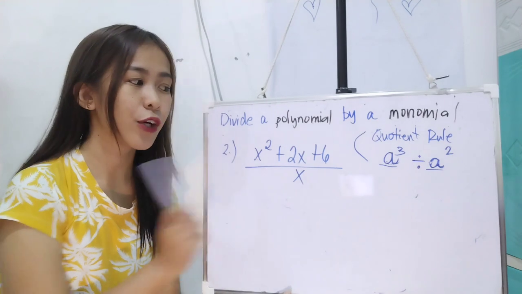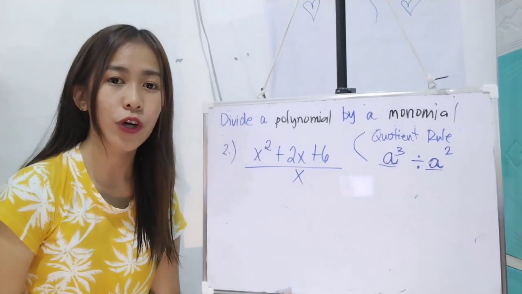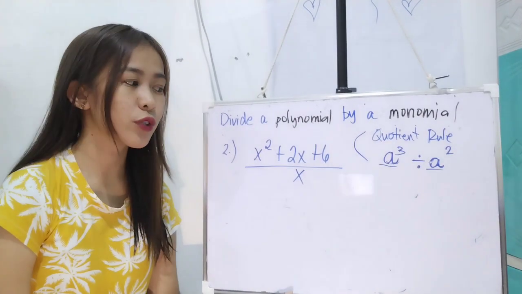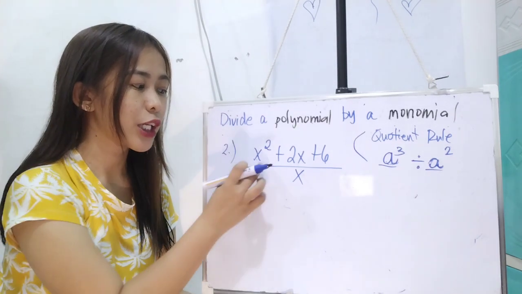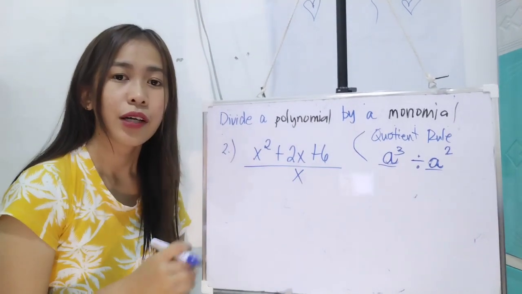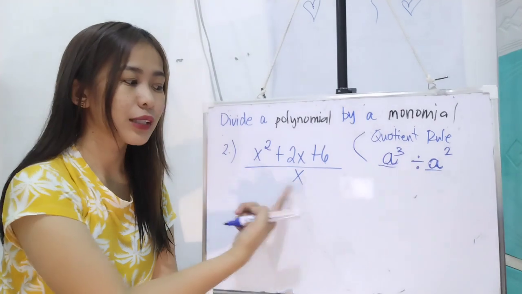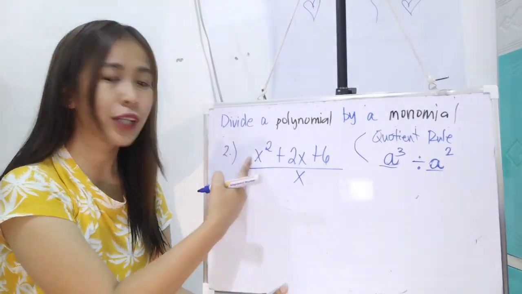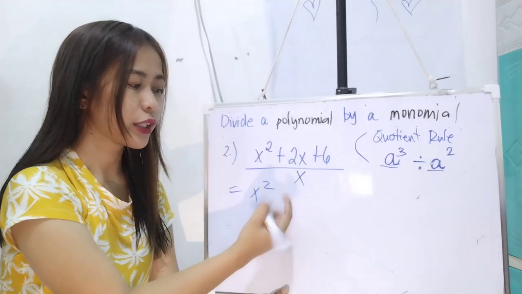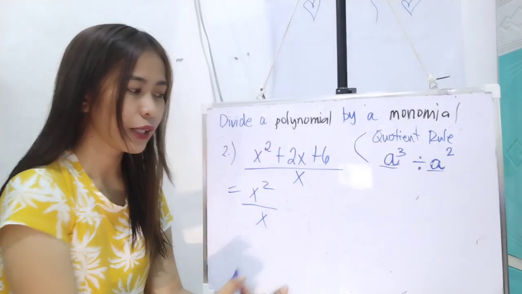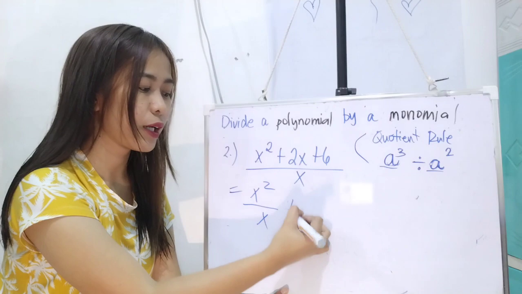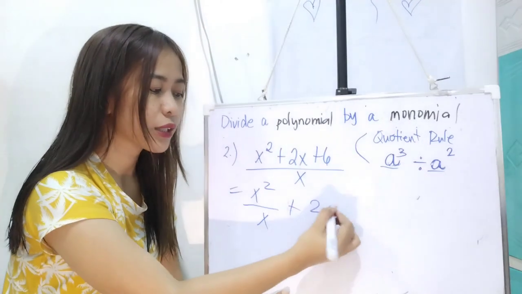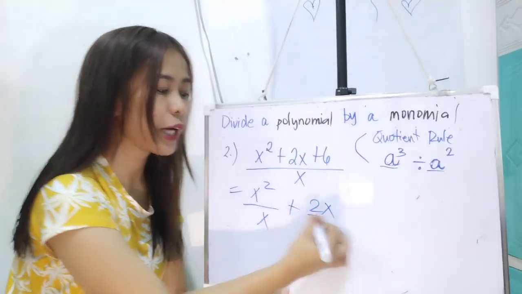Whenever you see this kind of situation, what we are going to do is just divide each term of our polynomial by the monomial below. For example, take x squared and divide it by x. Okay? And then, take the plus, take 2x, and divide it also by x.